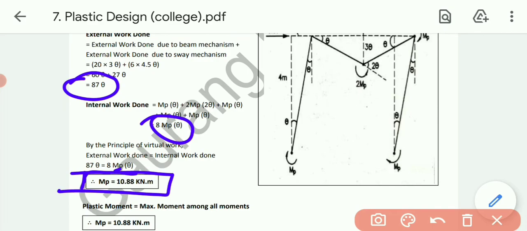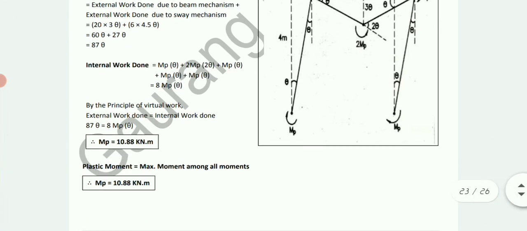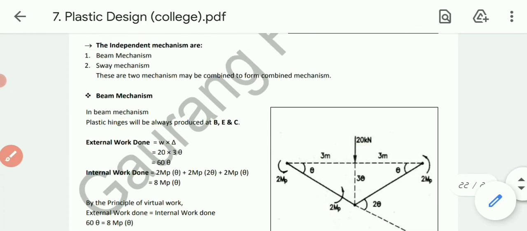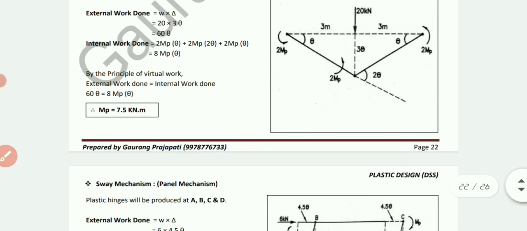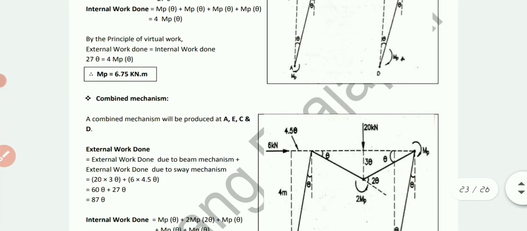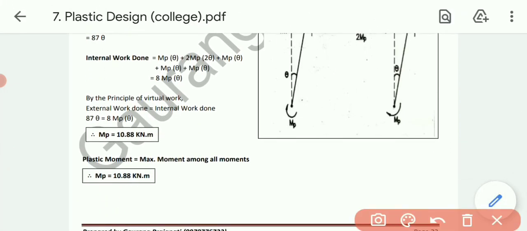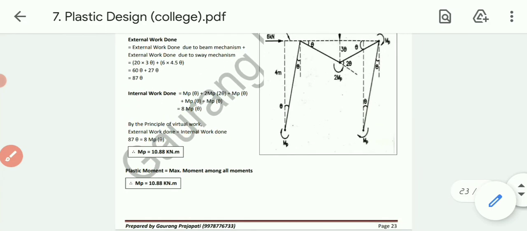So finally, the plastic moment equals the maximum among all the moments. We have got first 7.5, second 6.75, and 10.88. Obviously the maximum is 10.88, so our final answer is 10.88 kilonewton meter. So guys, these were the examples of the portal frame of the plastic design method. Okay, thank you.